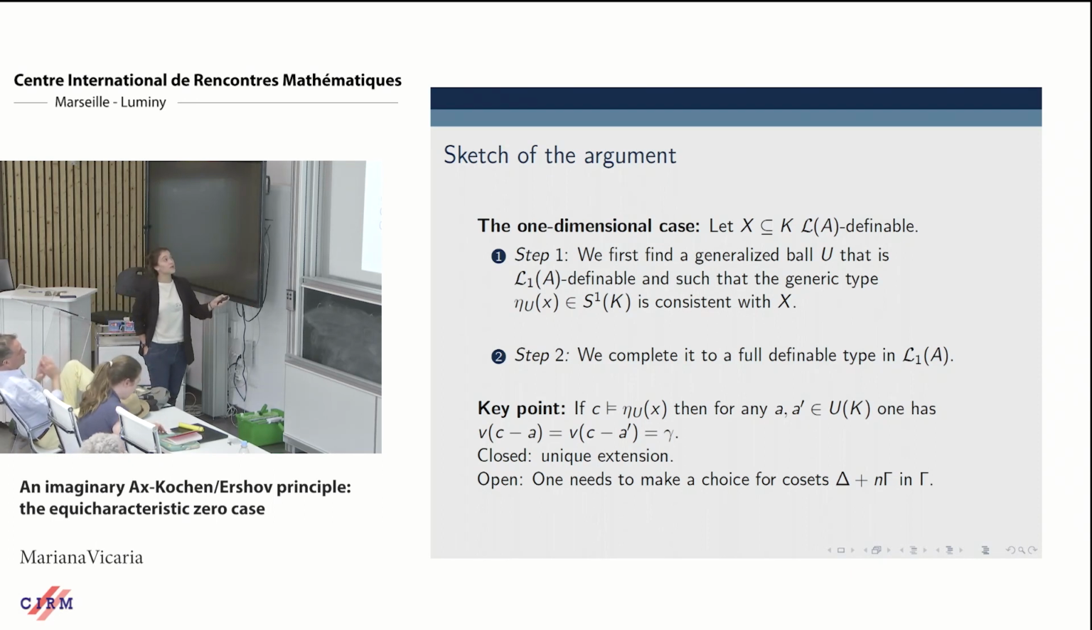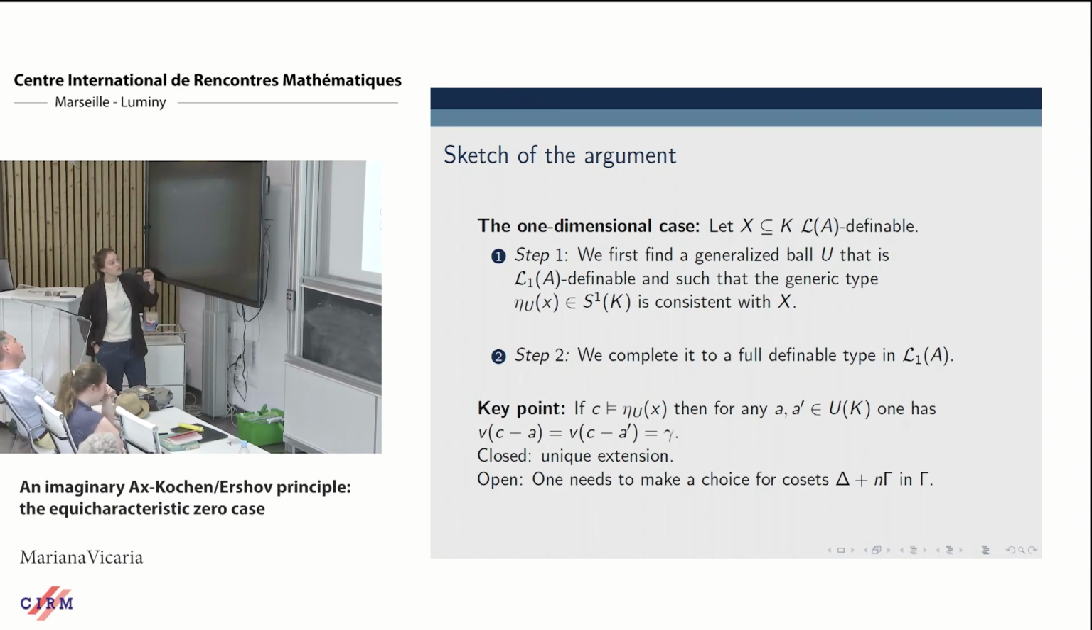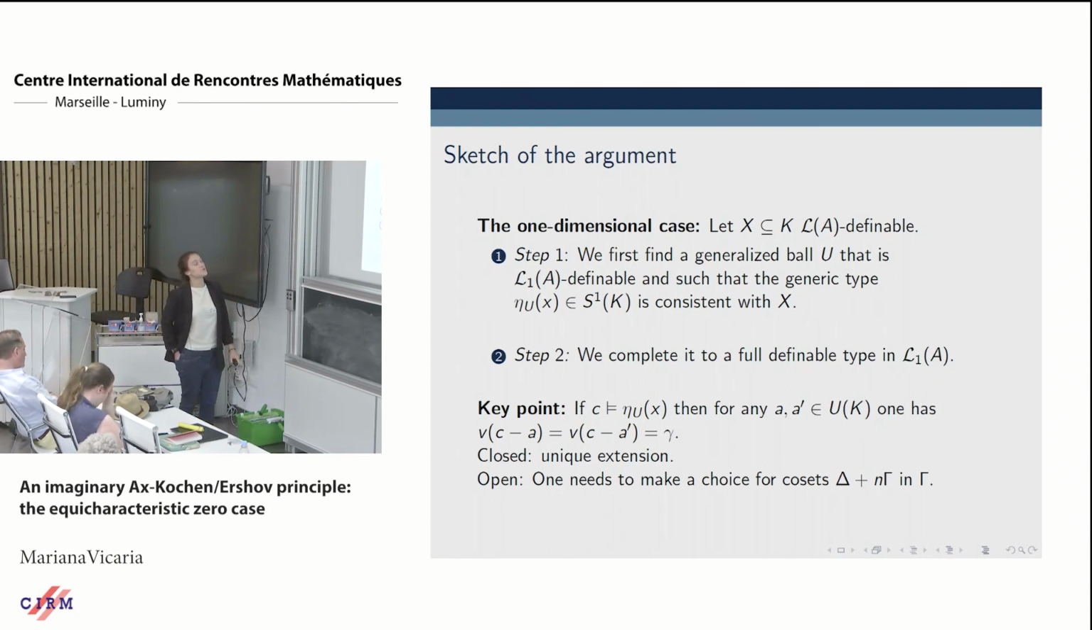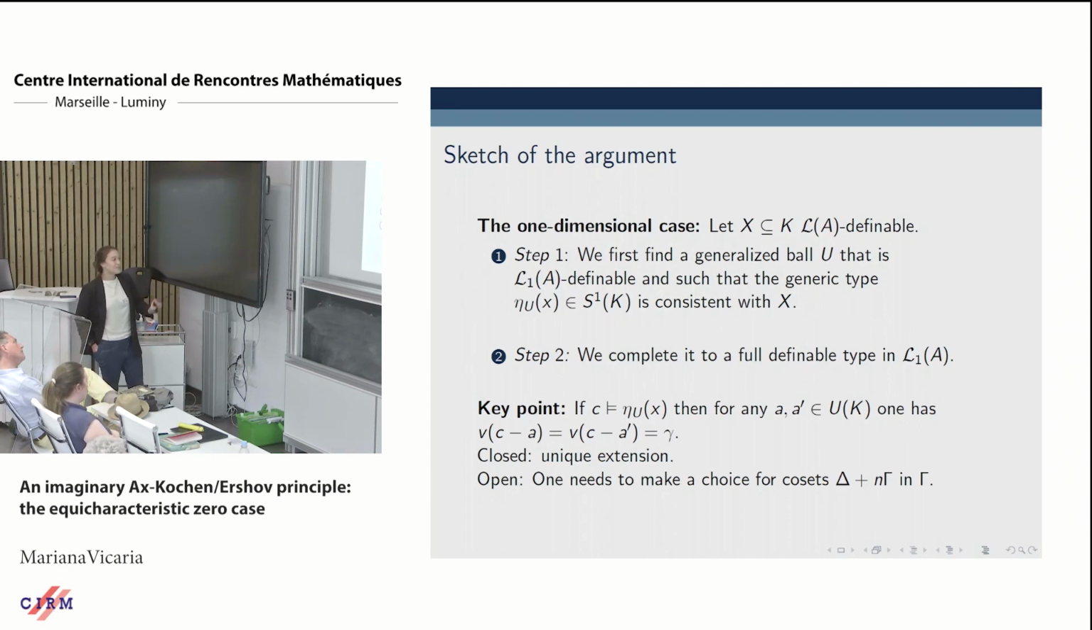And by generic here, we take what you expect. We take the type that says X is going to lie in the generalized ball and is not going to belong to any other proper generalizable. And the second step is, in essence, completing this type to a full type in the language L1. I don't want to go into details of that part, but in essence, whenever the ball that you're considering is closed, that is going to have one unique extension.